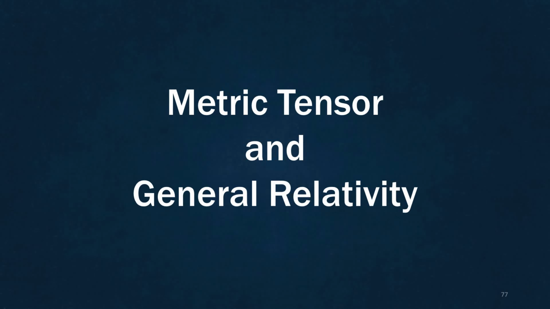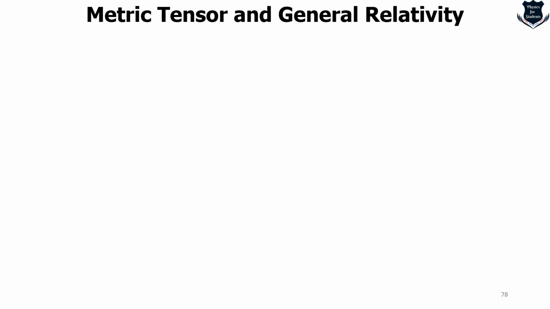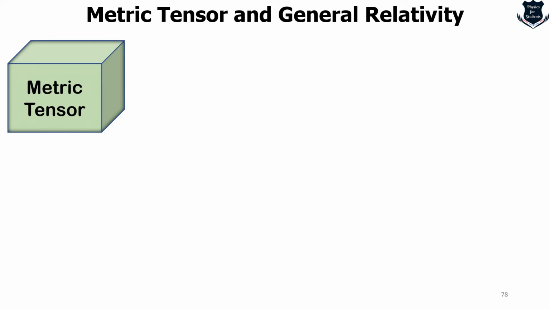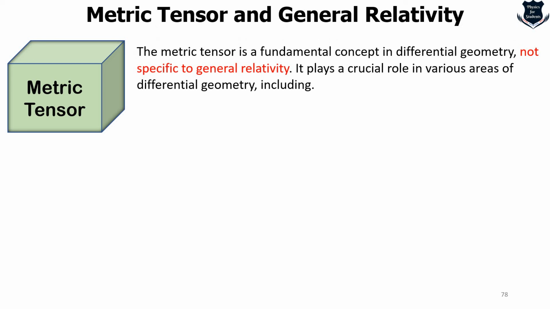The first misconception that I want to clear up for all the viewers, subscribers and professors who are watching is that most people think that, say for example, this is a cube. I mean to say, I just assume this to be a metric tensor. So the metric tensor is not something related exclusively to relativity. Metric means measurement. Tensors you already know. It is not specific to general relativity, but it plays a crucial role in different areas of differential geometry.